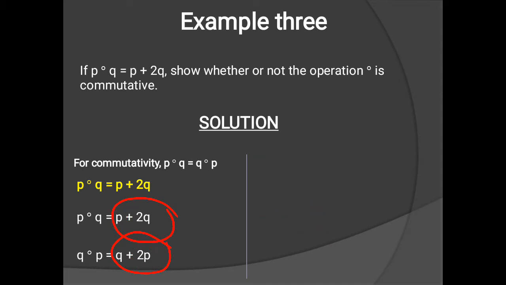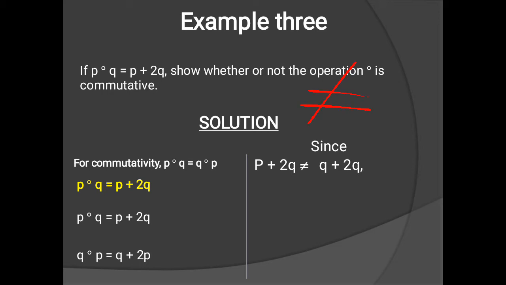We have Q over here, but this one is 2Q. Q and 2Q are not the same. P and 2P are not the same. So P plus 2Q is not the same as Q plus 2P. So since P plus 2Q is not equal to Q plus 2P, this should be P, okay. It's not equal to Q plus 2P.